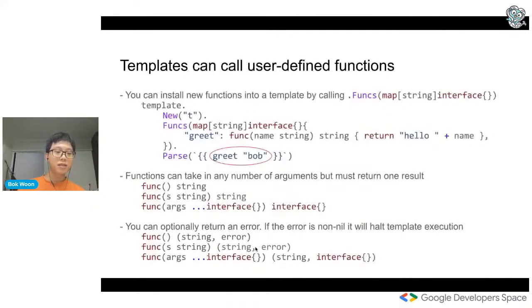However, templates can call user-defined functions. So this is how you can really extend your templates, I guess. Let's say you define a new template, you define a greet function using this Funcs method, and then you can use it inside your code. So like greet Bob, it'll print hello Bob. These functions can take any number of arguments but must return one result. So you can return a string, an interface, or custom type, whatever. You can optionally return an error additionally. And if this error return is non-nil, it will halt the template execution.